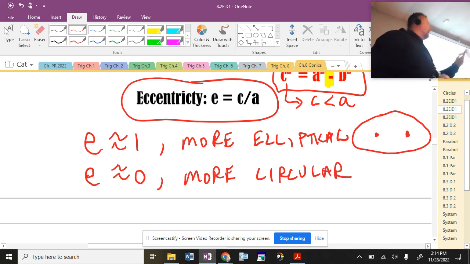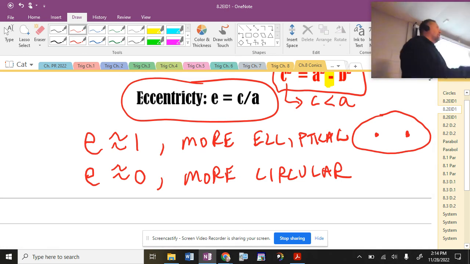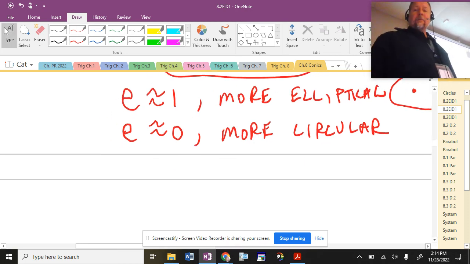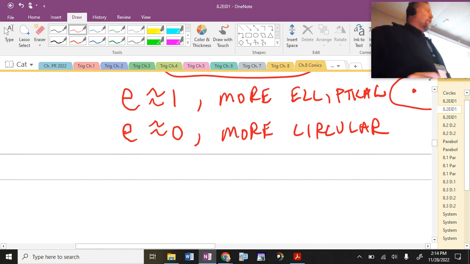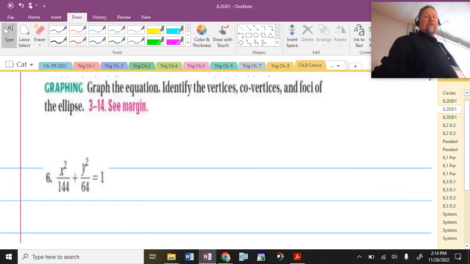You at home, if you wanted to, you could probably Google drawing an ellipse with a string. I bet you would come up right away with someone demonstrating exactly what I did here. No doubt about it. Oh, let me hide that. We don't need that there. Okay, all a mouthful. Now we're actually going to do it. We're just going to graph and find all the things.